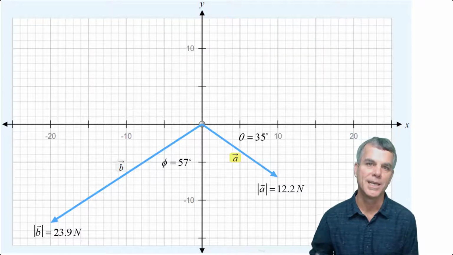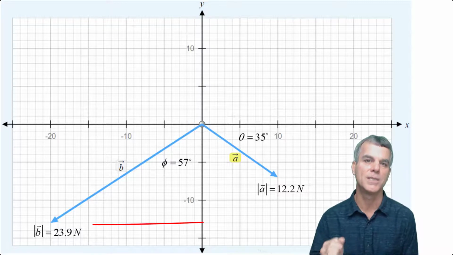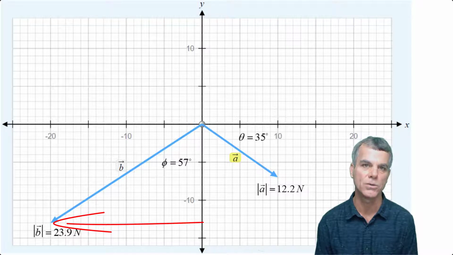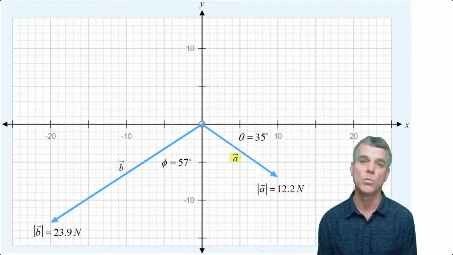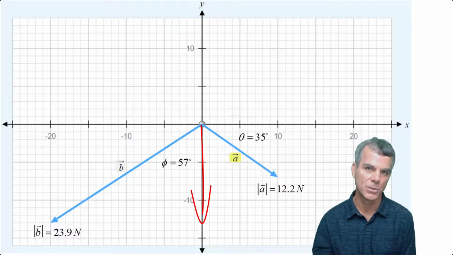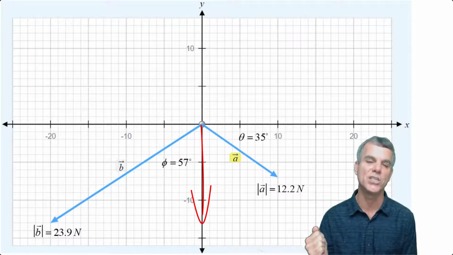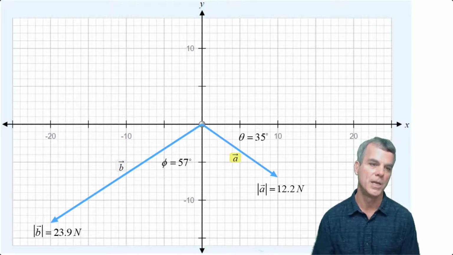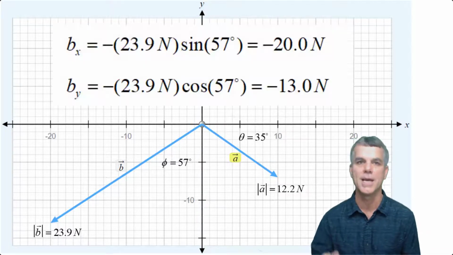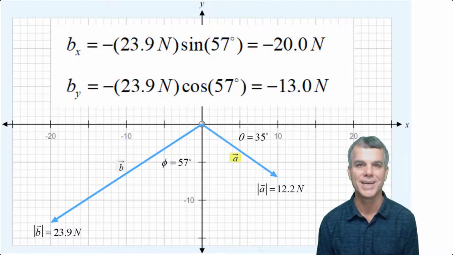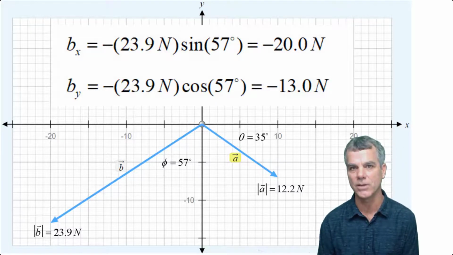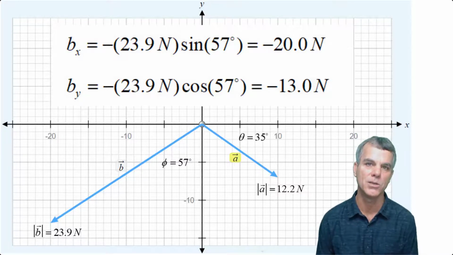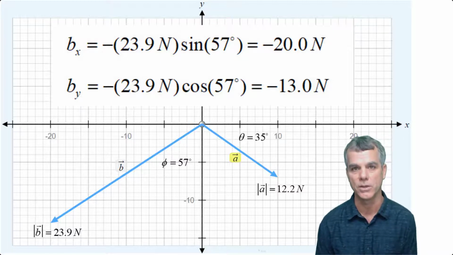For vector B, the x component points to the left, so it is negative, and it is the opposite side to the 57-degree angle, so we're going to use sine. The y component points straight down, so it's negative, and in this case, it's the adjacent side to the 57-degree angle, so we're going to use cosine. The equation for the x component of B is then negative 23.9 newtons times the sine of 57 degrees. The equation for the y component is negative 23.9 newtons times the cosine of 57 degrees.